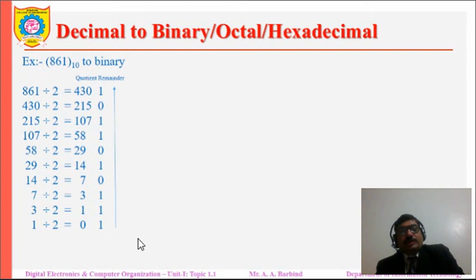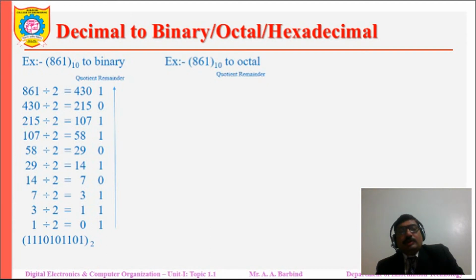Now if we arrange these remainders in the reverse order they were obtained, we have to start from this particular one. So 1 1 1 0 1 0 1 1 0 1. If we note this, then what we get is the binary equivalent of this particular decimal number 861.